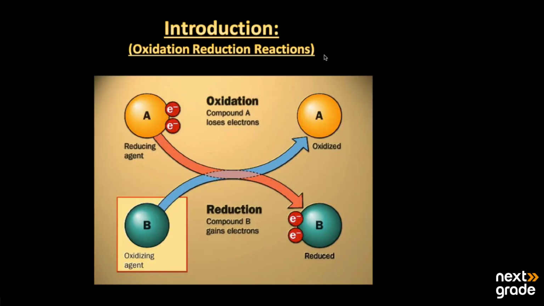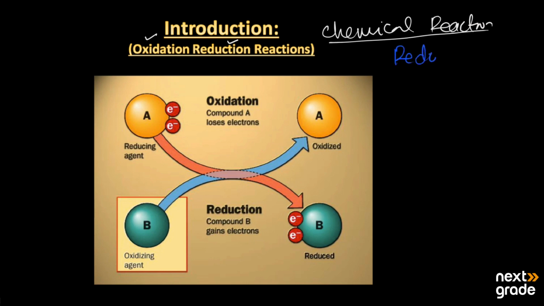So the topic we will discuss today is oxidation-reduction reactions. Basically, when we talk about any type of chemical reaction, it involves both types of reaction, called oxidation as well as reduction, and overall we can call that type of reaction a redox reaction. So the redox reaction involves the oxidation process.